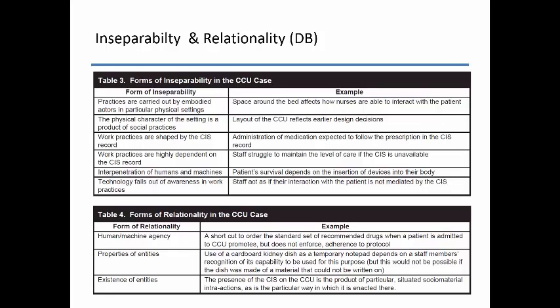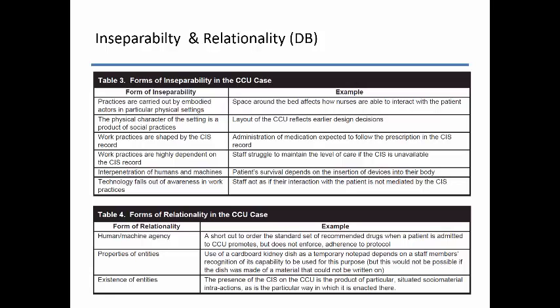These two tables provide a breakdown of inseparability and relationality, respectively, utilizing our case study, the critical care unit, as an example. One form of inseparability is the interpenetration of humans and machines, addressing the connectivity between the social and the material. The example from the case: patient survival depends on the insertion of devices into their body.